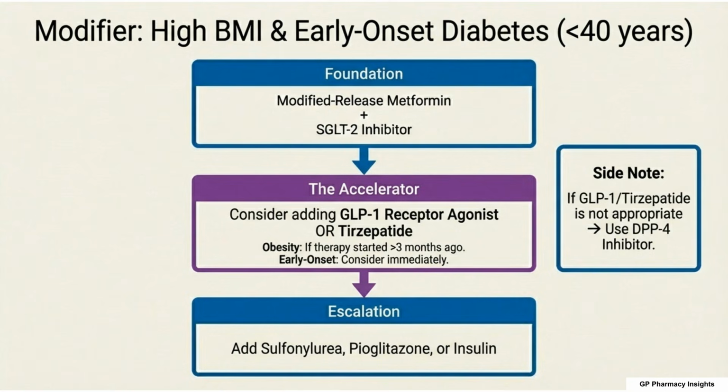For high BMI and early onset diabetes, the foundation is modified-release metformin plus SGLT2 inhibitor. The accelerator considers adding a GLP-1 receptor agonist or tirzepatide. Escalation involves sulfonylurea, pioglitazone, or insulin.